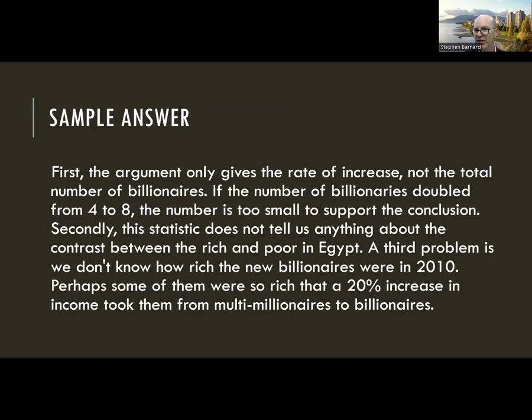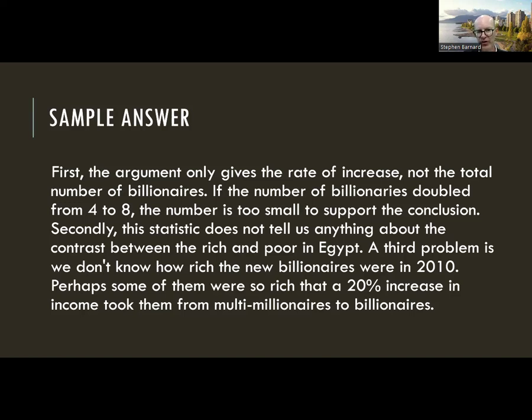Well, first, it only gives us the rate of increase, but not the total number of billionaires. If the number of billionaires doubled from 4 to 8, then the number is really too small to support the conclusion. And not only that, but the statistic does not tell us anything about the contrast between the rich and the poor in Egypt. Is there a very big divide between the richest and the poorest? We have the rich defined as billionaires, but we don't actually know how poor the poor are. What is the parameters of poor? How many dollars per day?